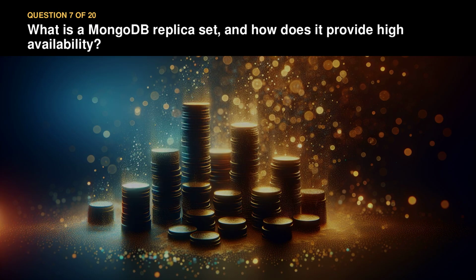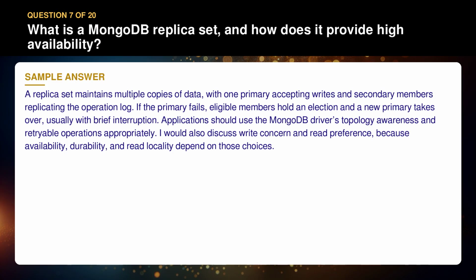Question 7. What is a MongoDB replica set, and how does it provide high availability? A replica set maintains multiple copies of data, with one primary accepting writes and secondary members replicating the operation log. If the primary fails, eligible members hold an election and a new primary takes over, usually with brief interruption. Applications should use the MongoDB driver's topology awareness and retryable operations appropriately.